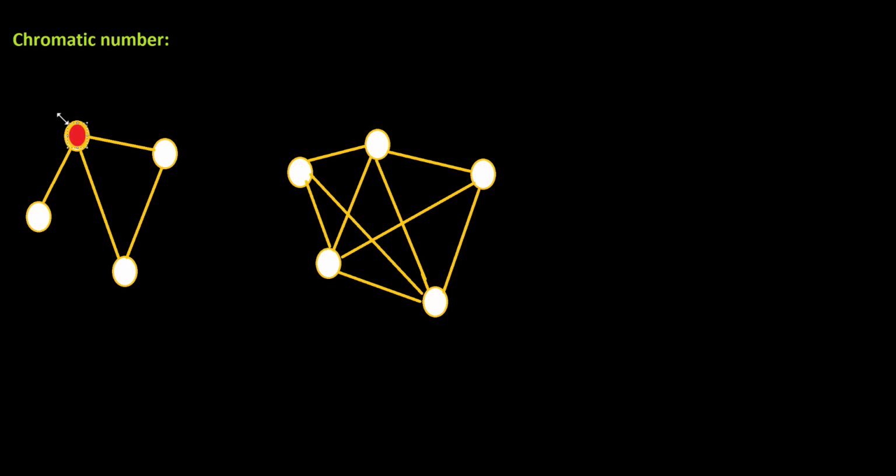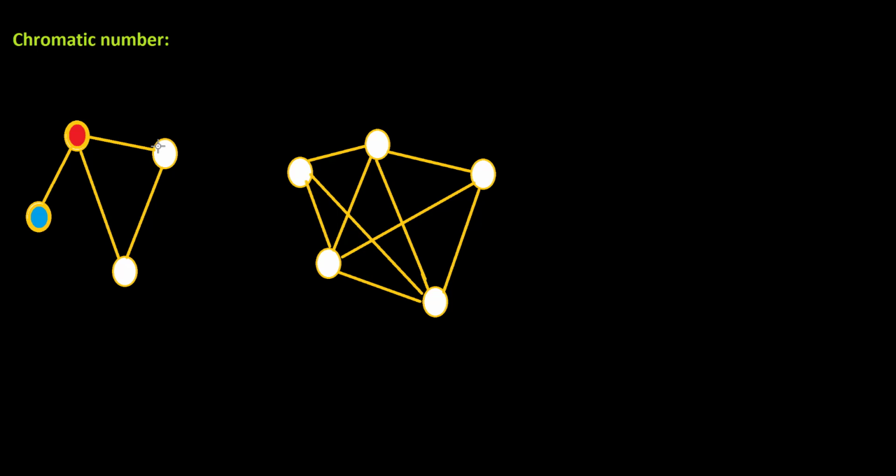Then I need to go over to the adjacent vertices, the neighbors of this red vertex, and I need to choose a different color. I can't put red there. I don't want two vertices of the same color to bump into each other. So if I chose red there, I need to choose a different color like blue for this one over here. And then if I go over to the other two neighbors of red, I can choose another color.